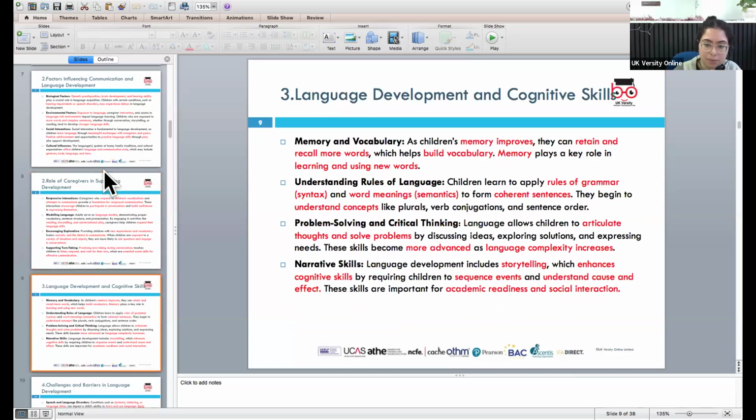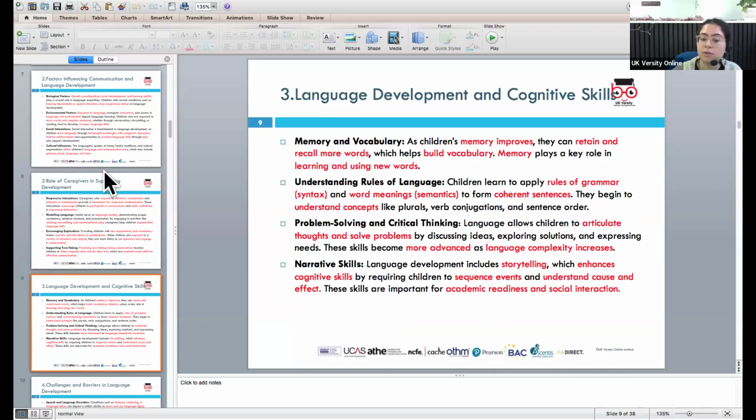So, language development and cognitive skills now. Memory and vocabulary. As children's memory improves, of course they can retain and recall more words, which helps build vocabulary. So it's a chain reaction. Memory plays a key role in learning and using new words. Then, understanding rules of language. Children learn to apply rules of grammar, which is syntax, and word meaning, which is semantics, as we discussed in the beginning. And these help them form coherent sentences.